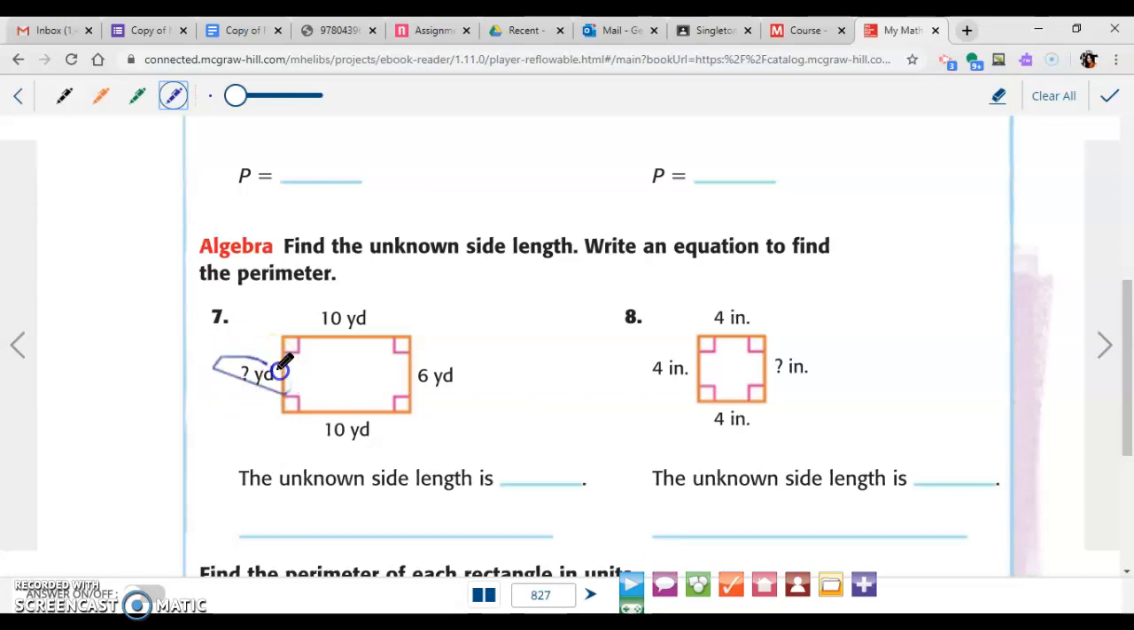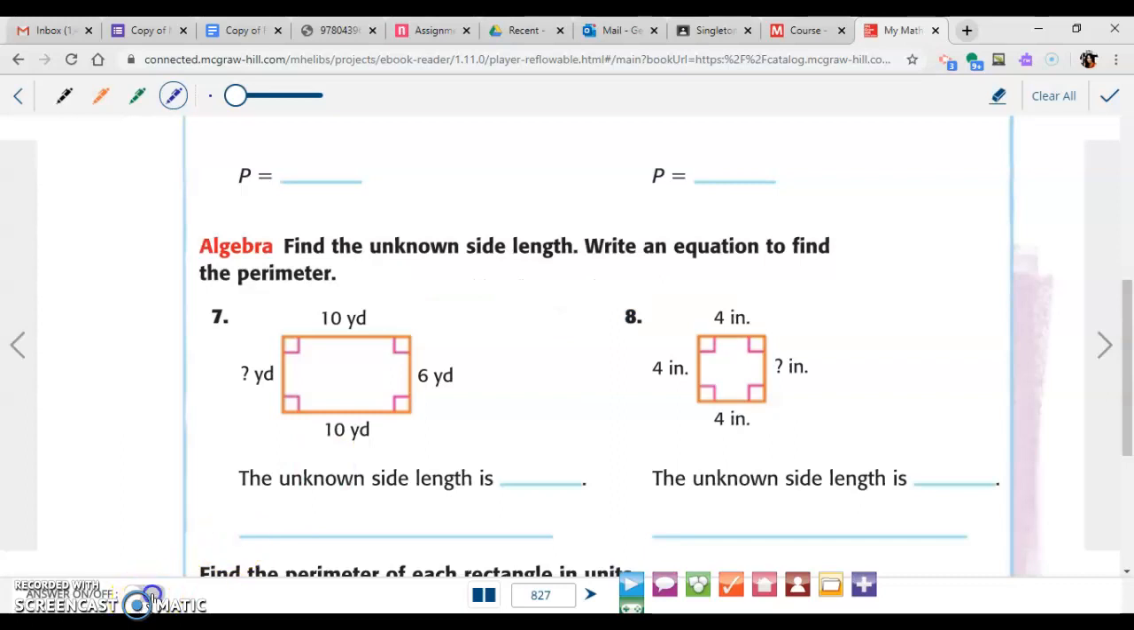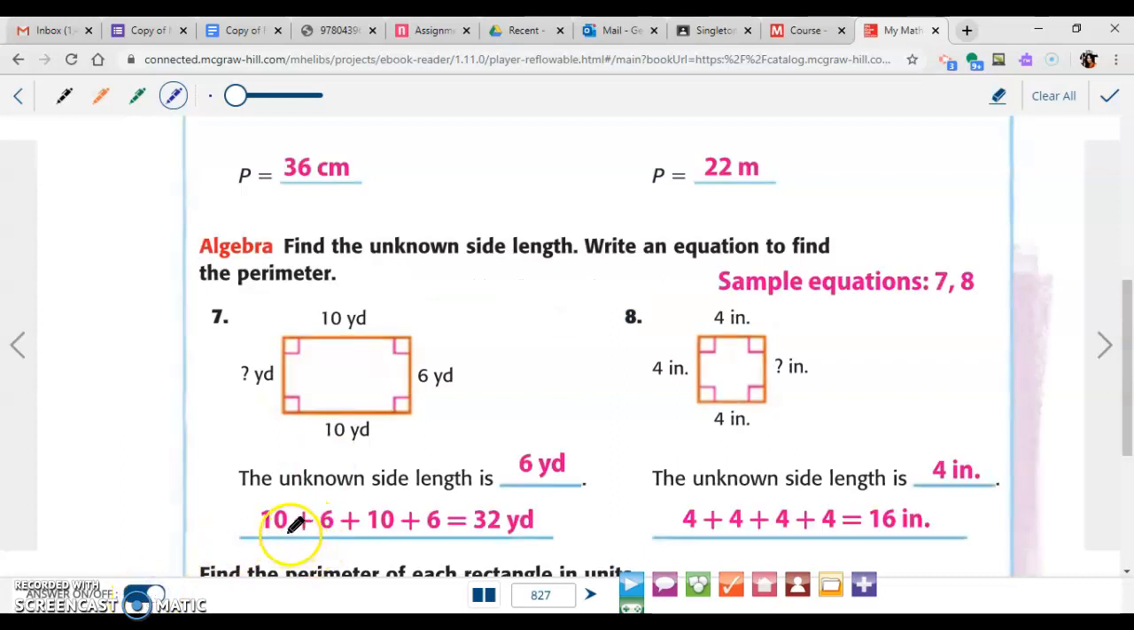This, that's a really bad circle, is going to be that, right? The unknown is going to be 6, right? So here, for their equation to find their perimeter, yes, I want to remove that. You'll see it's 10 plus 6 plus 10 plus 6 equals the total of 32. So 10 plus 6 plus 10 plus 6, just going around.